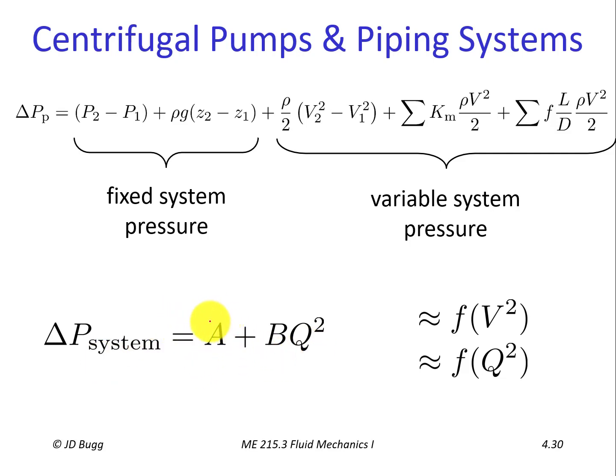They're going to be shifted up and down by an amount A, and how steeply they open up is going to be governed by that parameter B, but they're going to be parabolas. So let's go on to plot a system curve next.